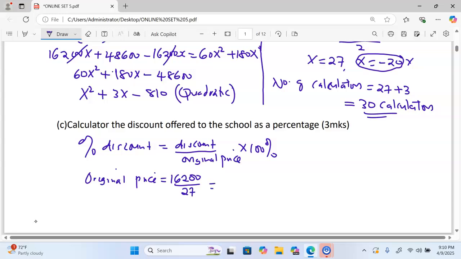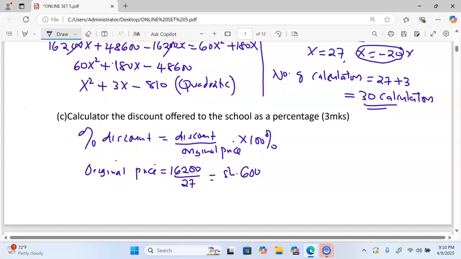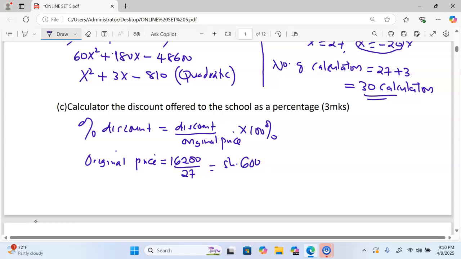And if you take 16,200, you divide by 27, this one is going to give us 600 shillings. In this case, now we can move down and say percentage discount is going to be equal to the discount of 60 shillings divided by the original price of 600. You multiply by 100%, and this is going to give us 10% as the answer to this particular question.